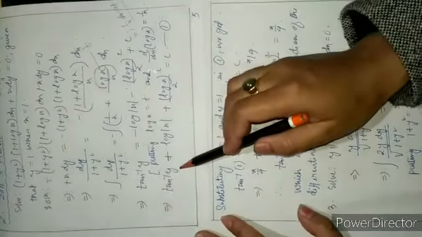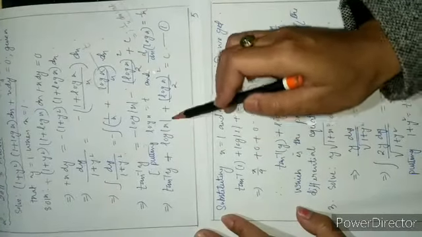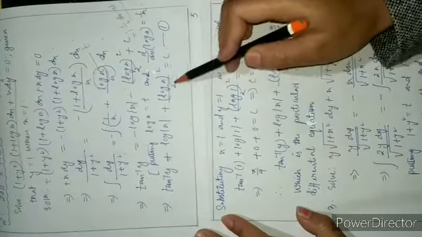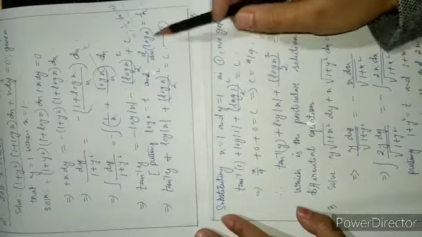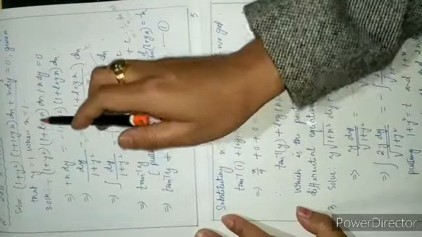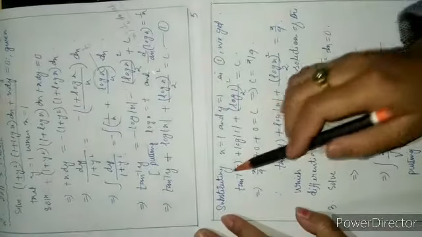The general solution is tan inverse of y plus log modulus of x plus log x whole square by 2 is equal to c. And given the condition that y is 1 when x is 1.